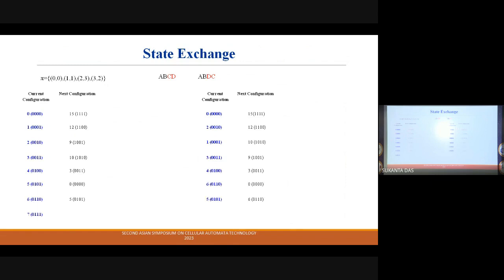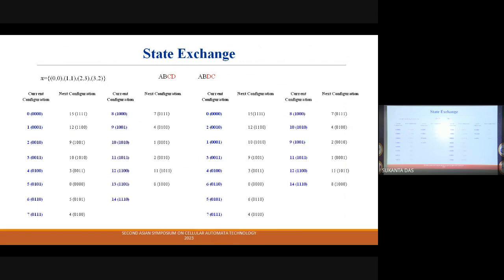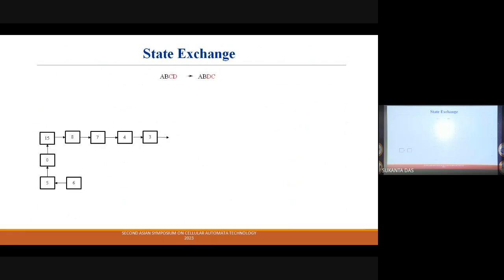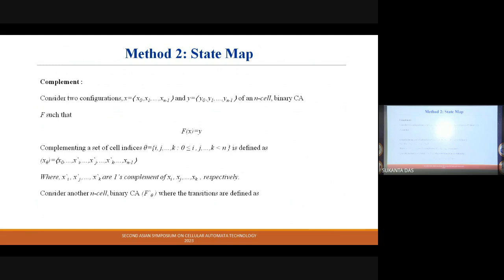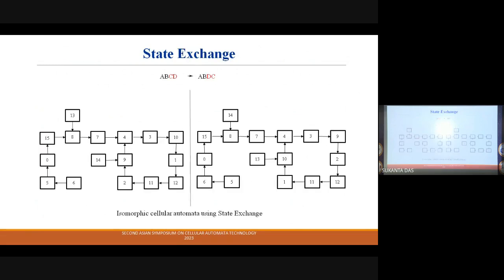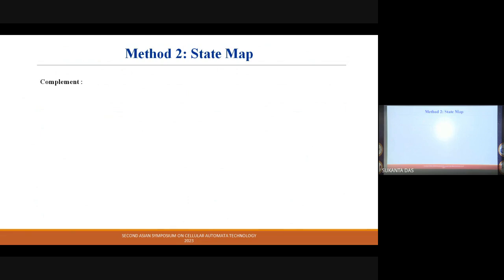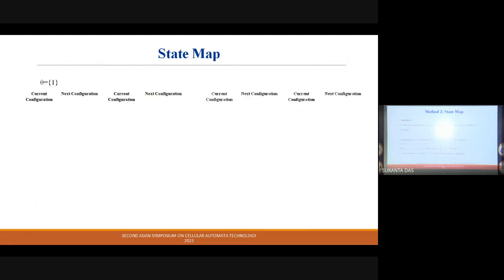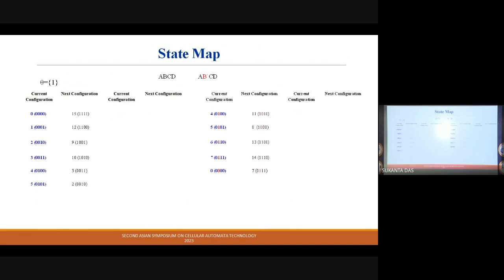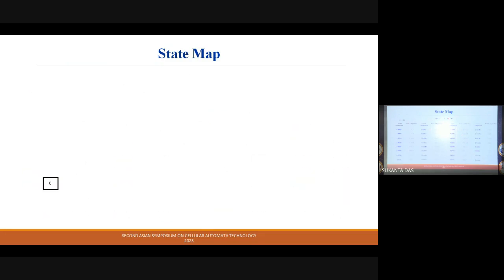So quickly we'll go through this. We'll get the same isomorphic graph in the state exchange method. And the second method is state map. Basically, we are doing the complementation. These are the formal definitions of this. If you take the B position and complement it, we are just changing the B complement and we are getting this result. So just by changing one bit position, the whole configuration has been changed. Based on that, we are again getting the same isomorphic result.